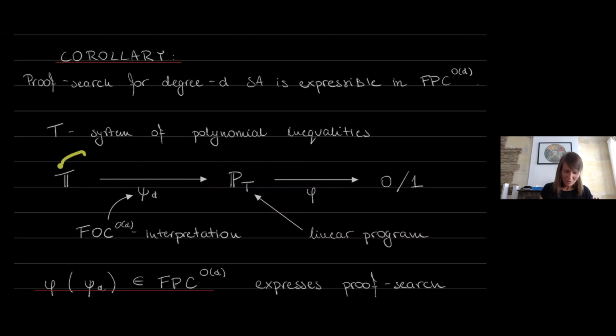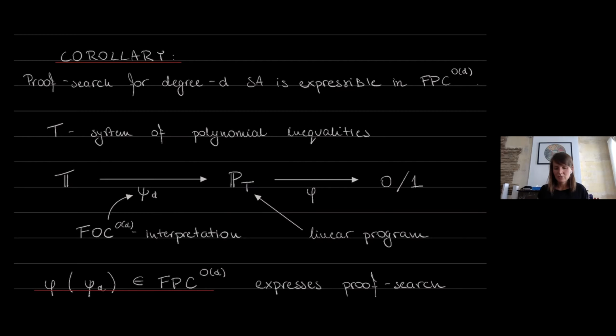So from this system of polynomial inequalities, you produce the linear program, the encoding of the system. This is easy, so there is nothing to do here. The only important thing is that the number of variables here will depend on the degree of the Chevalley-Adams proof that we are interested in.